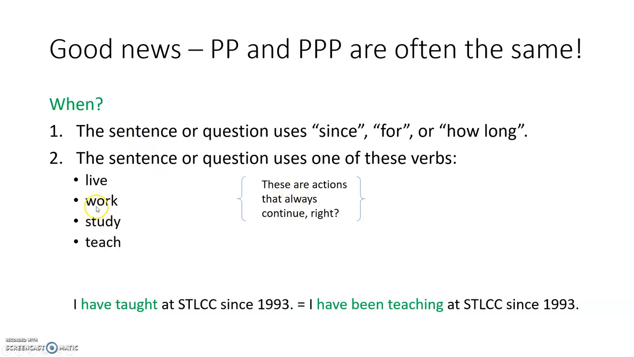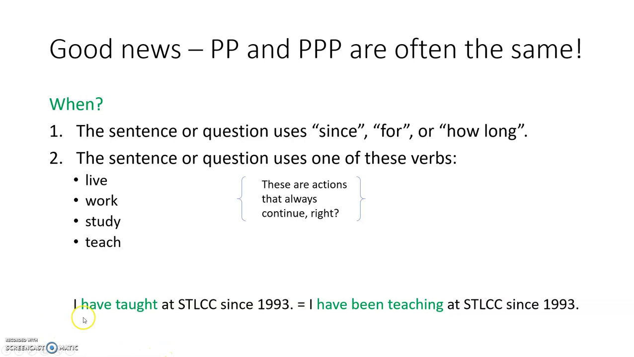So when are they the same? First, the sentence or question uses since, for, or how long. It has to be one of those. And the sentence or question uses one of these verbs. I have a very short list of just 4 verbs. Now, maybe there are some others, but don't worry about them. Just learn this short list of 4 verbs: live, work, study, teach, because these are actions that we always continue. Nobody can just work once and then they quit. Nobody can just study one day and then they're finished, right? These are actions that continue, continue, continue.